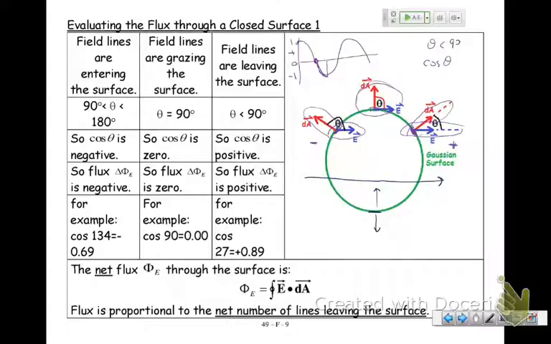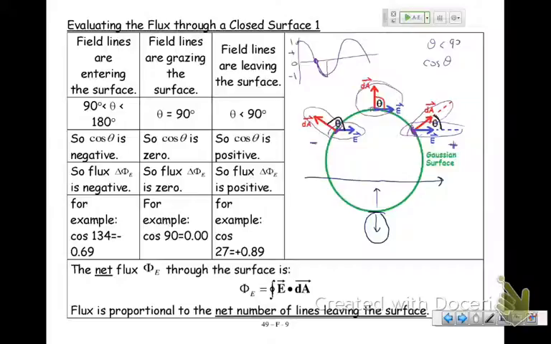But the rule is it always points to the outside of the enclosed volume. The area vector leaves the potato. It doesn't go into the potato. It leaves the potato. So rather than drawing my area vector inwards, it has to be drawn leaving the area.